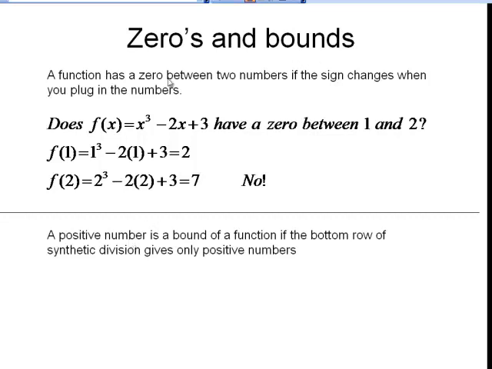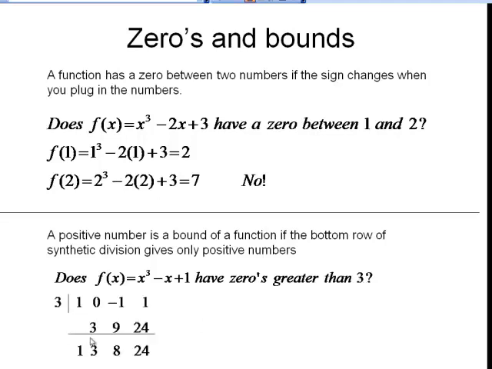Okay, and the final thing is a bound. Positive numbers are a bound if, when you do synthetic division, all of the numbers turn out to be positive. Well, if you take this same polynomial and find out, is 3 a bound? Are there any numbers bigger than 3? You do a synthetic division. 1, 3 gives you 9, minus 1 is 8, and 3 is 24. That last one should be 25. They're all positive, so yes, it is a bound. Or no, there are no zeros greater than 3. So yes, that is a bound, which means there aren't any greater than 3.